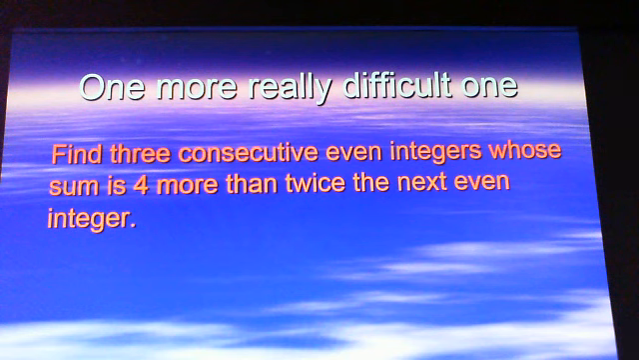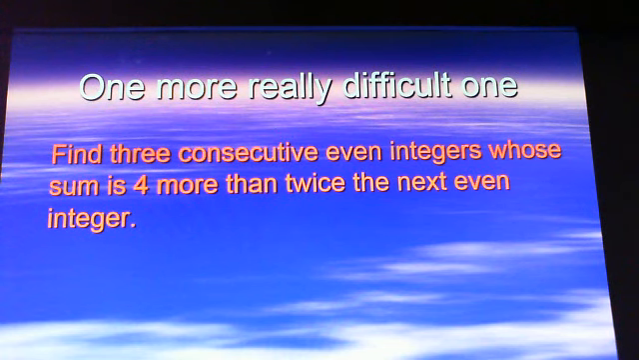One more really difficult one. I'm showing you this one because some of the ones in your book are just this difficult, so you might want to take extra special care with this one so that you can write it exactly like I do. It says find 3 consecutive even integers whose sum is 4 more than twice the next even integer. So my first question is, are they consecutive even, consecutive odd, or just consecutive? And the answer is they're consecutive even integers.